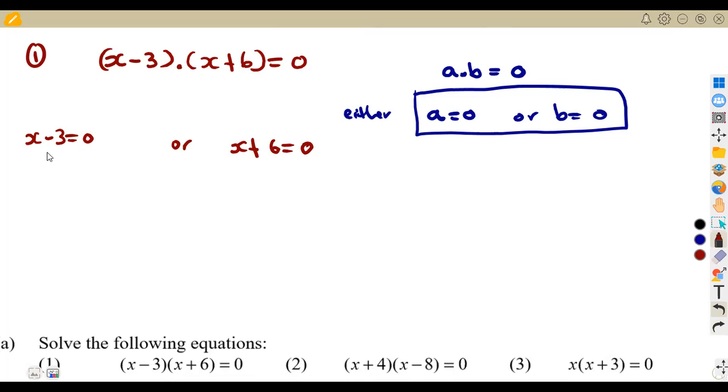Now you are left with linear equations. Remember, in a linear equation, we can transpose the negative 3 to the other side of the equation, and it becomes a positive. So x is going to be 0 plus 3, which is 3. Remember that if you add 0 to any number, that number remains as it is. Or we can transpose the 6 to the other side, and it becomes a negative 6. So our x is going to be 0 minus 6.